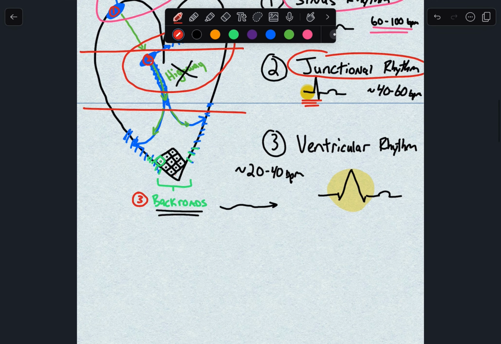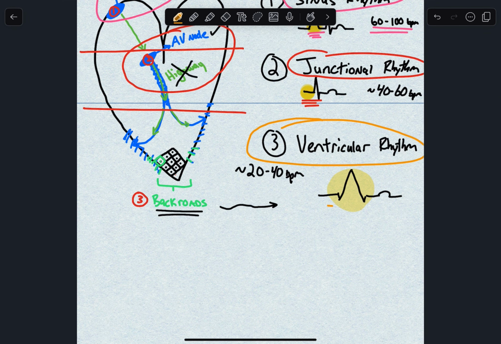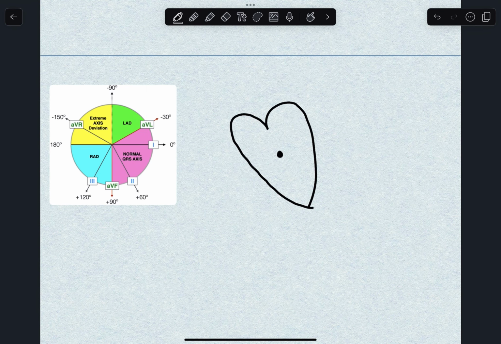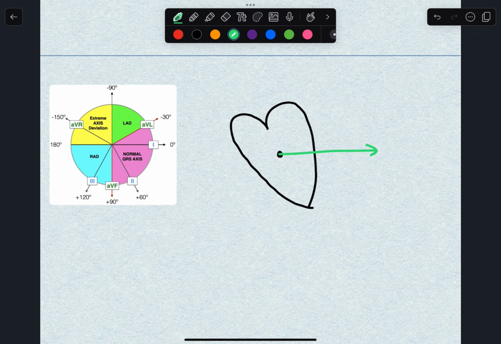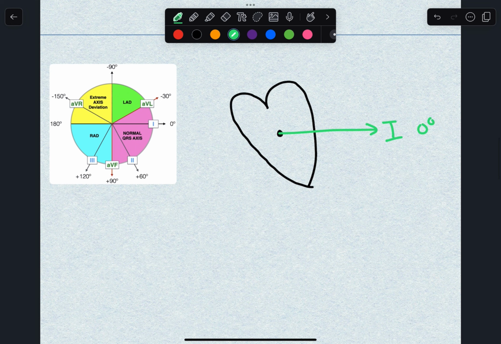Next, I'm going to talk about the cardiac axis. So first I'm going to start by drawing a heart with a central point. As we know, lead 1 goes straight across the chest. I'm going to add that in at 0 degrees. Then I'm going to add in lead 2 in the direction of the major vector at 60 degrees, as well as lead 3 at positive 120 degrees.